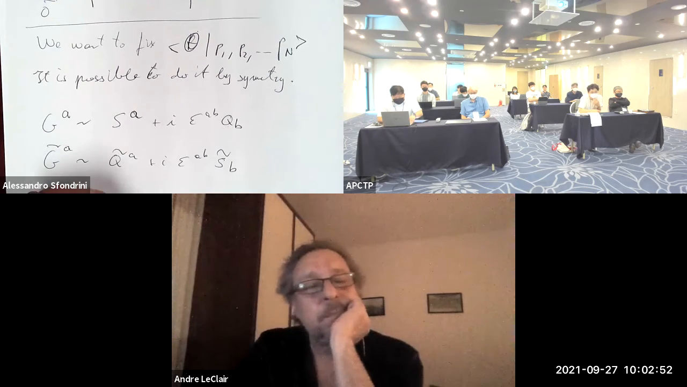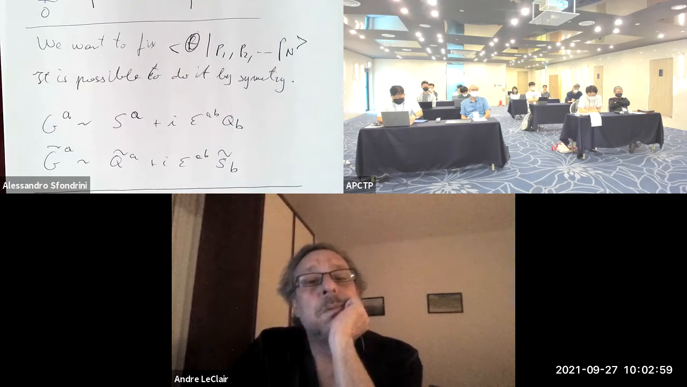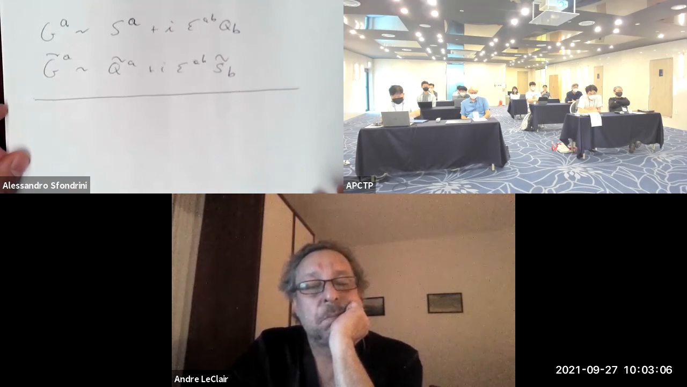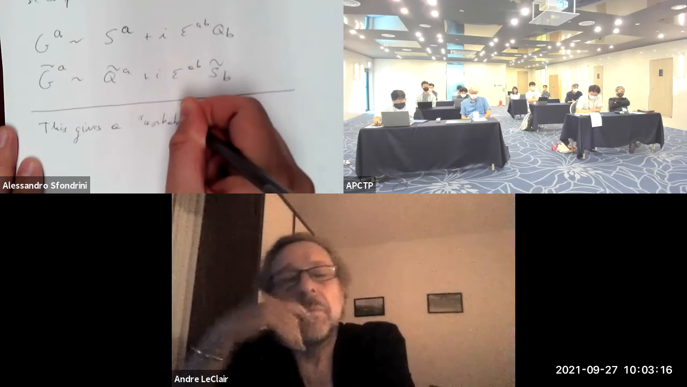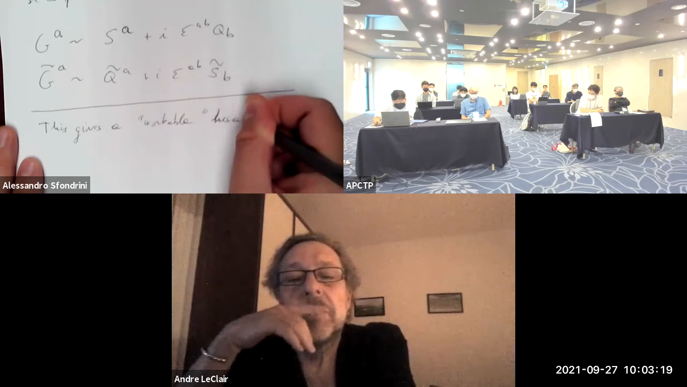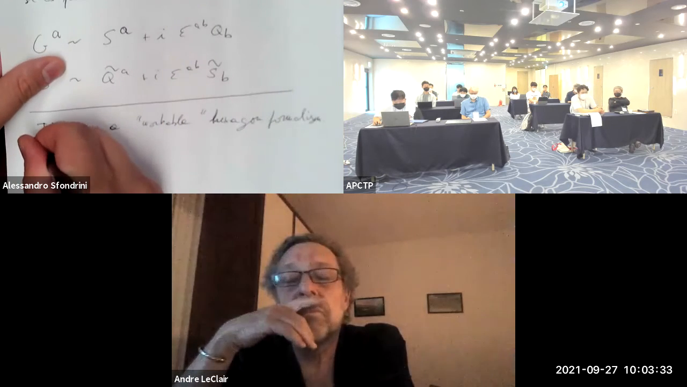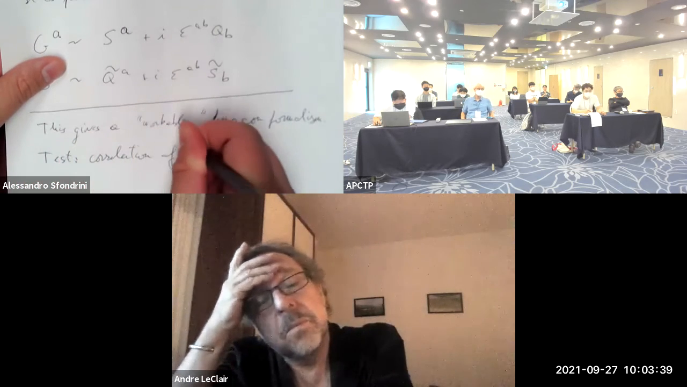But this is actually, for people that are experts in AdS5, a very similar structure to what you have there. I don't want to insist on this for people that are not familiar with this. Unfortunately, I will not have time to explain it. What I want to stress is that this gives a workable hexagon formalism for this theory. And we can make a test, which is to check the correlations of BPS operators.